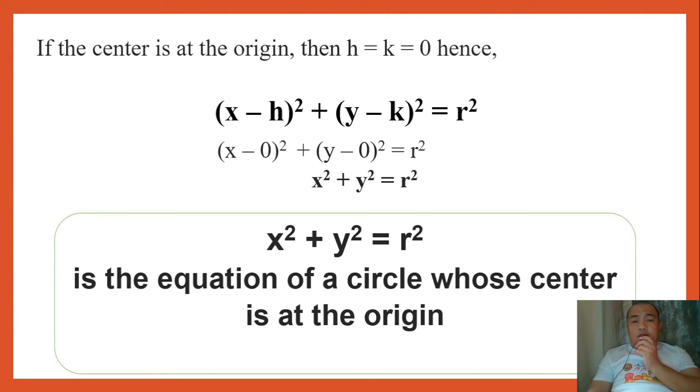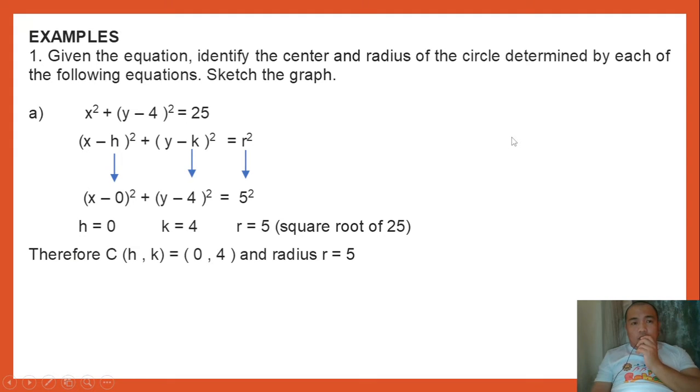But if the center is not at the origin, this will be our equation: (x minus h) quantity squared plus (y minus k) quantity squared equals r squared. Okay, let us now have some examples. Given the equation, identify the center and radius of the circle determined by each of the following equations. Sketch the graph. So letter A, x squared plus (y minus 4) quantity squared equals 25.